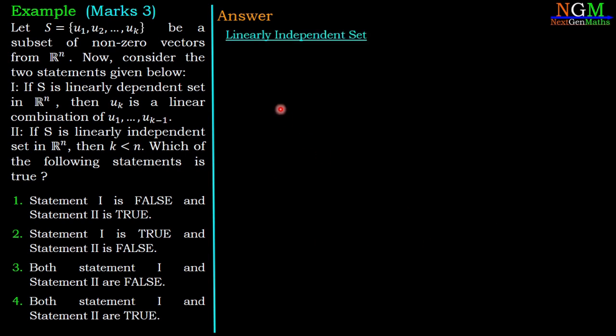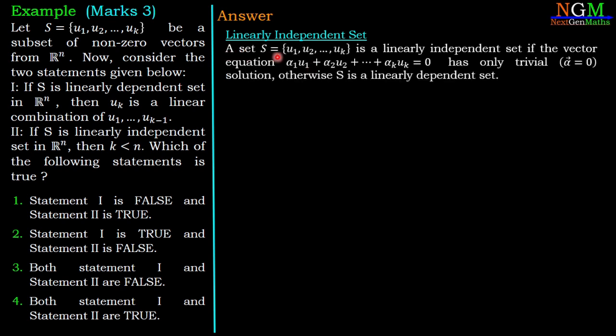It is a problem of linearly independent and dependent sets. So first we recall the definition. A set S equal to {u1, u2, ..., uk} is a linearly independent set if the vector equation alpha 1 v1 plus alpha 2 v2 plus ... plus alpha k vk equal to 0 has only the trivial solution. That means all alphas are 0, otherwise S is a linearly dependent set. That means if this vector equation has only the trivial solution, that is all alphas are 0, then it is a linearly independent set, otherwise it is a linearly dependent set.